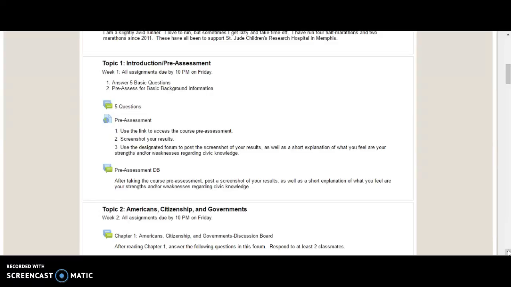Through the pre-assessment, they will use the link to access Quizlet. They will be brought to a Quizlet page with 85 questions. They will take 85 multiple choice questions. Once they are done, they will screenshot the results, post those to the discussion board, and then also give a short explanation as to what they feel their strengths and weaknesses are regarding civics, and maybe a little information about what they thought they knew and what they would like to know.